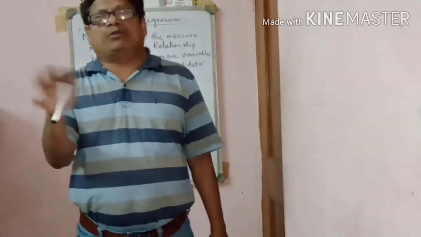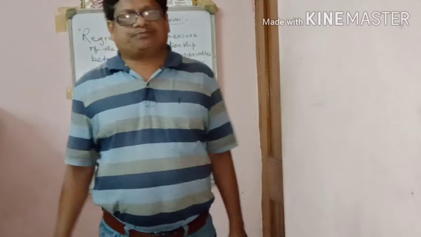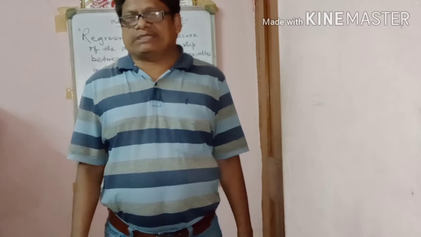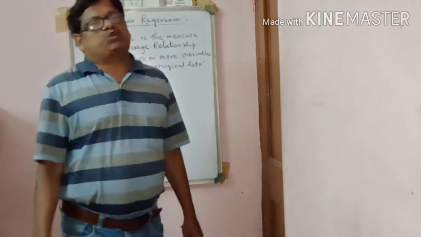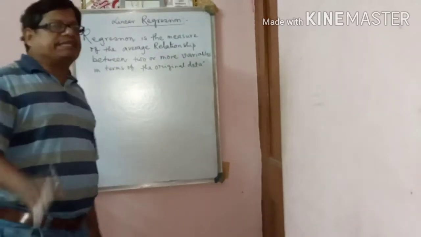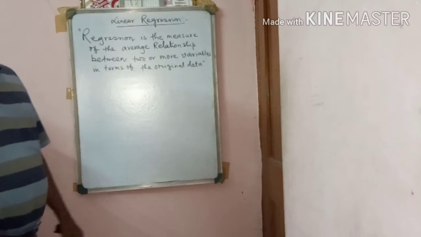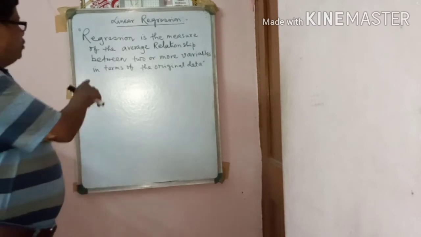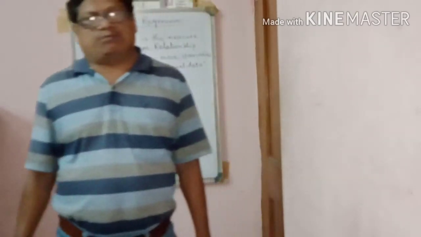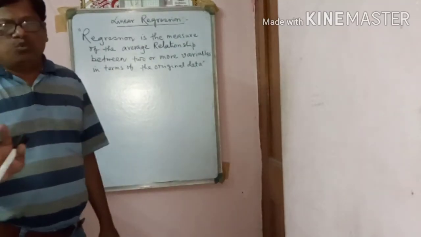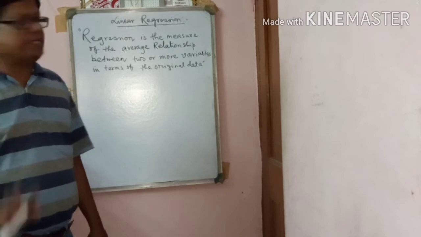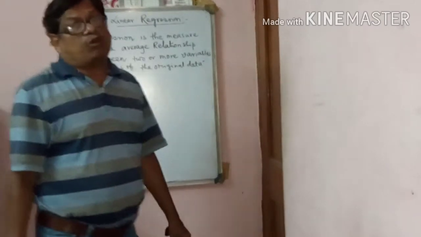Achha, all of you in class 11 already learned correlation. All of you know correlation values are from -1 to +1, but here is regression. What is regression? Regression is the measure of the average relationship between two or more variables, in terms of the original data.